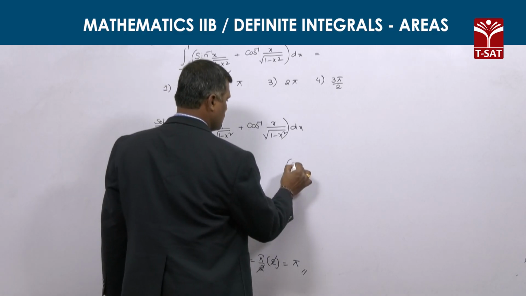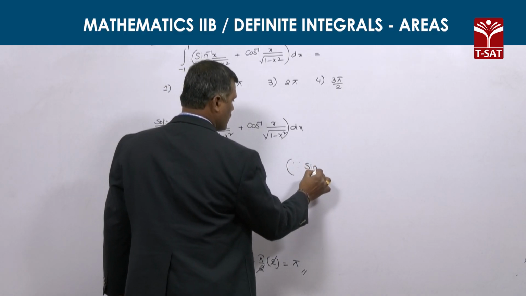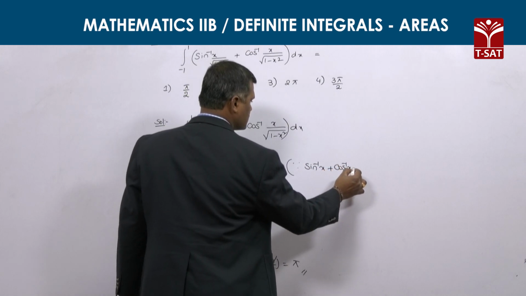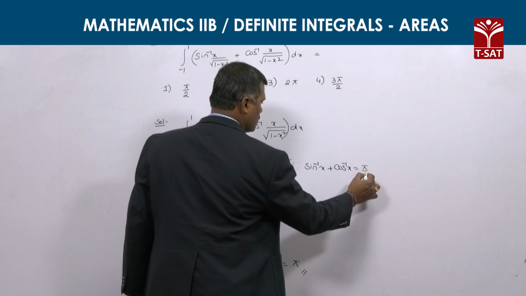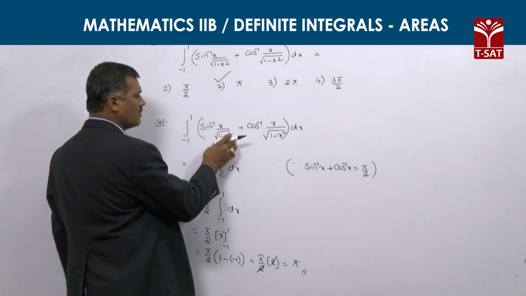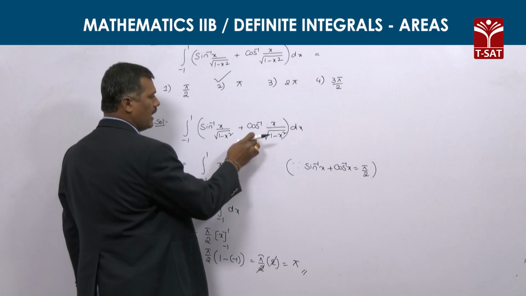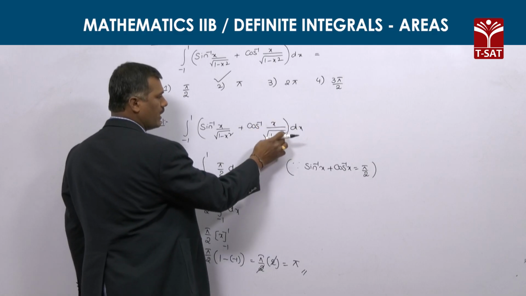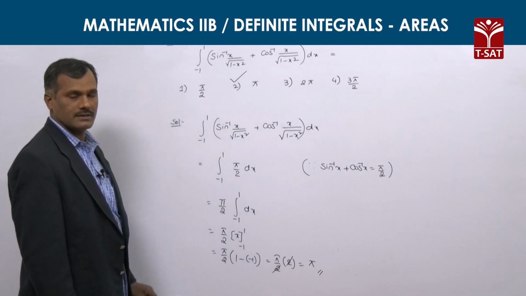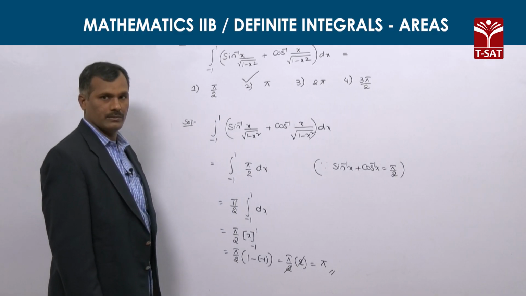Since in inverse trigonometric functions sin inverse x plus cos inverse x is equal to pi by 2, the angle is the same here, x by root over 1 minus x square, and the cos inverse angle is also x by root over 1 minus x square. Therefore sin inverse plus cos inverse is equal to pi by 2.